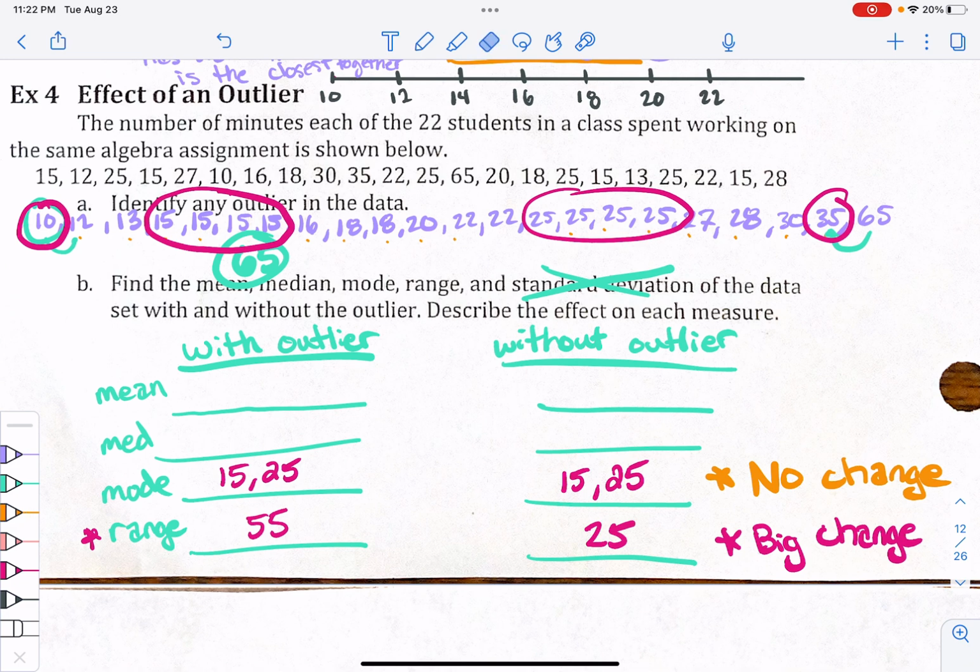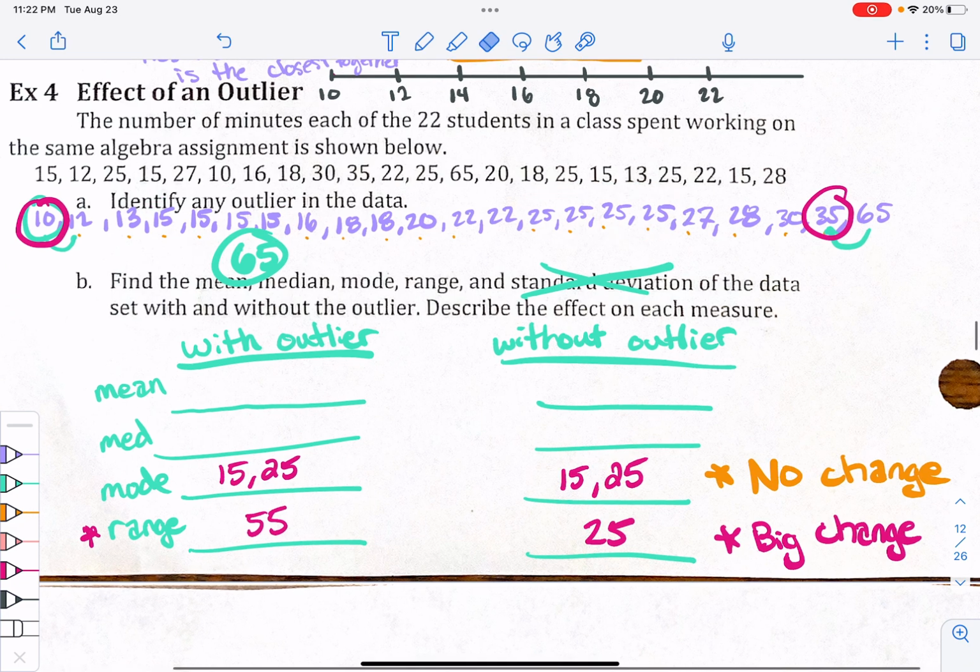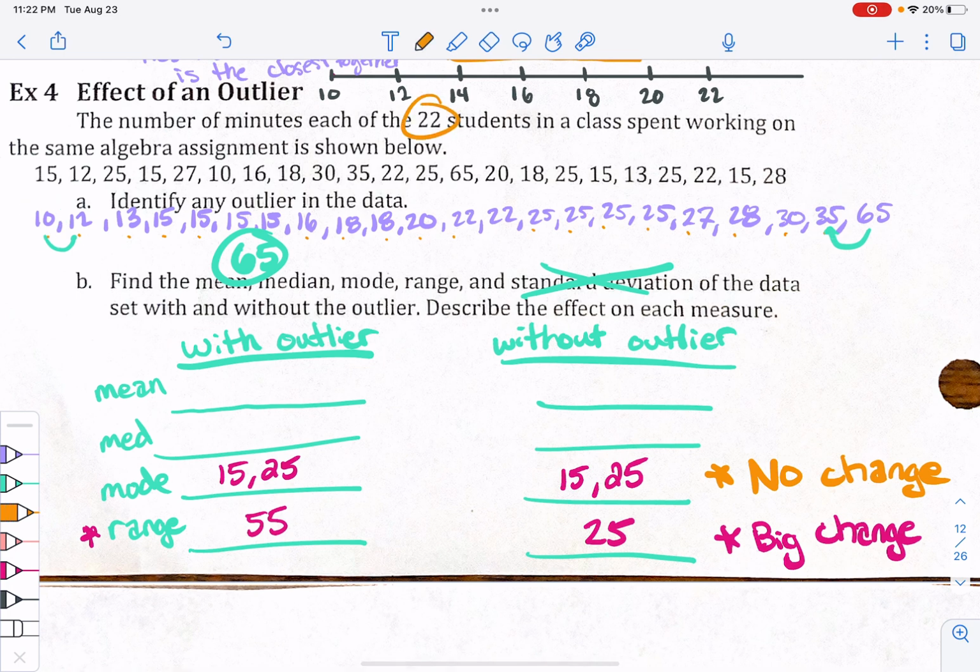The median, we had 22 numbers, right? 22 students with the outlier. So if I do 22, I have 11 over here and 11 over here, and I have the first term through the 11th term here, and I have the 12th term through the 22nd term here. I hope that makes sense, right? 11 terms on the one side, 11 terms on the other side. So it is going to be between the 11th and 12th number, if I count. 1, 2, 3, 4, 5, 6, 7, 8, 9, 10, 11, 12. These two numbers are my median.